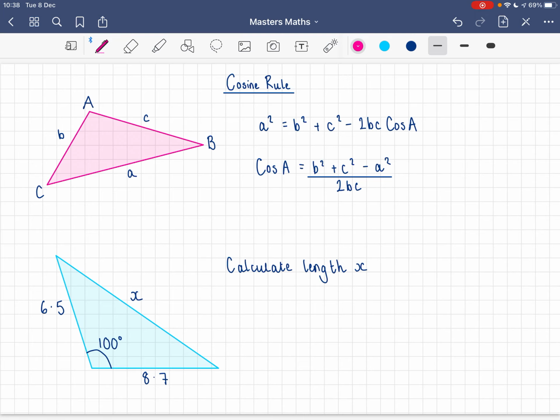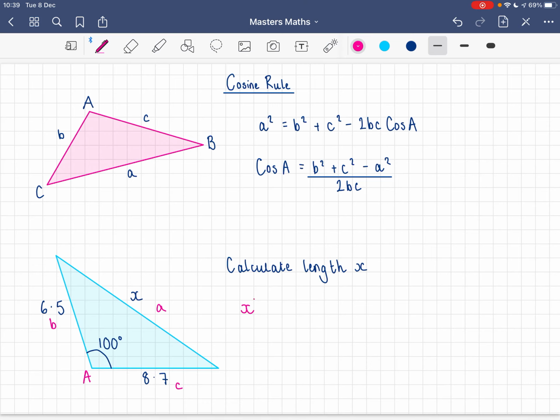So always start by doing the basic bits, label the sides and the angles. If this is the side we are trying to find, I'm going to call that A, which means this is angle A. B and C don't matter too much, but I'm going to call this B and this C. And then I'm going to use the first form of the equation to work out what A is. So I'm going to put in what I know.